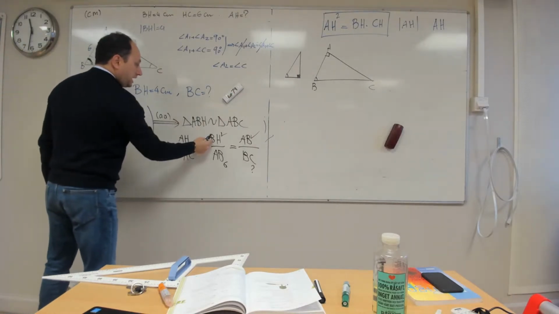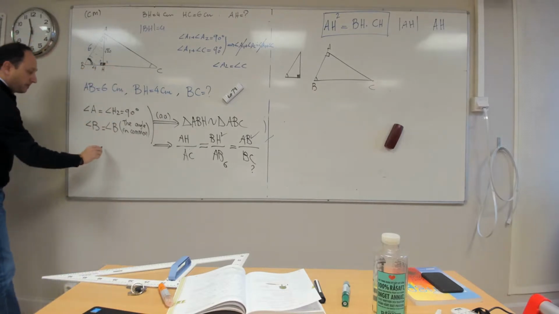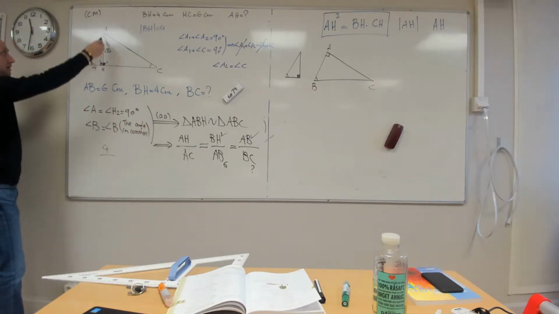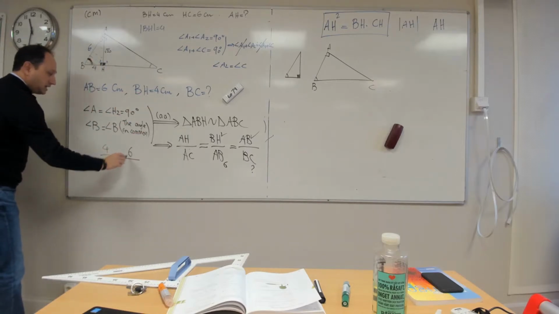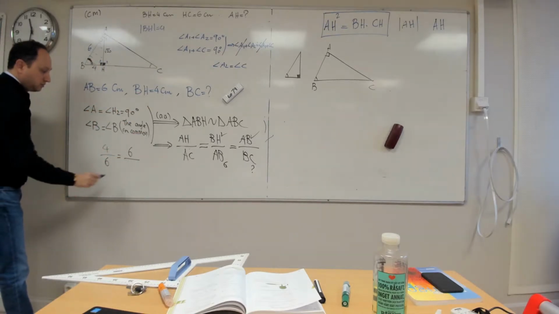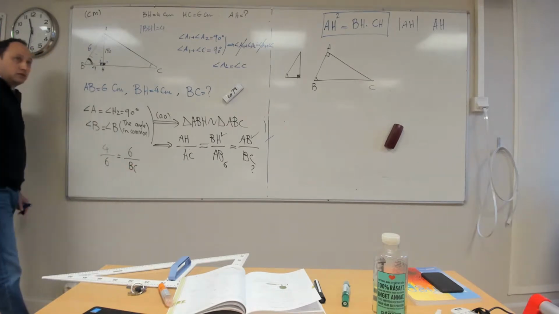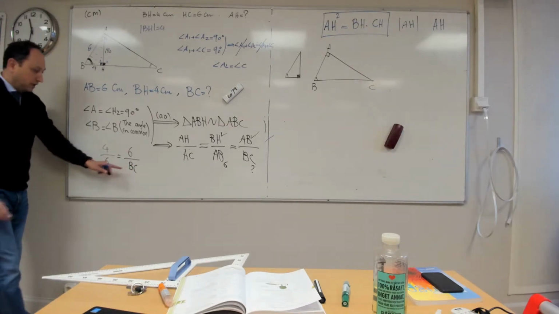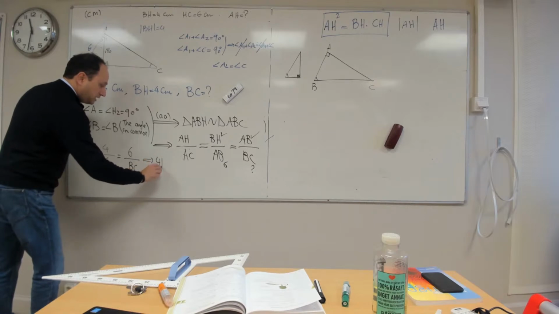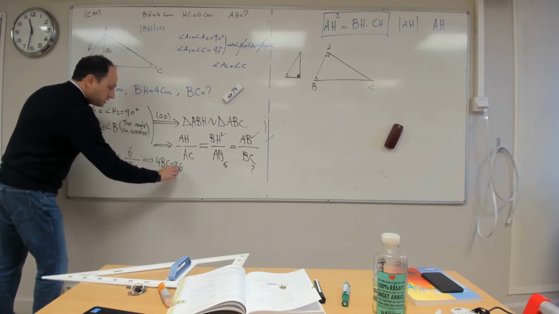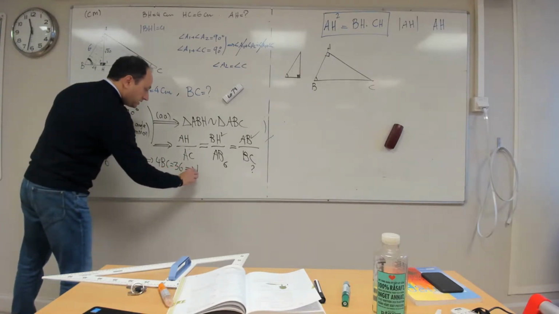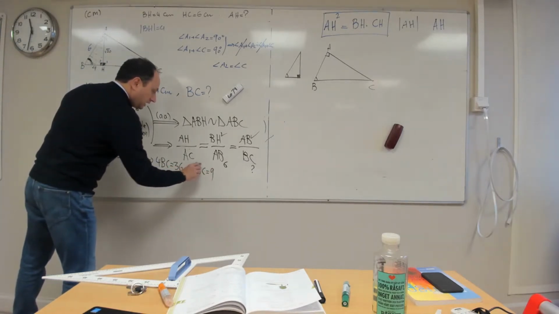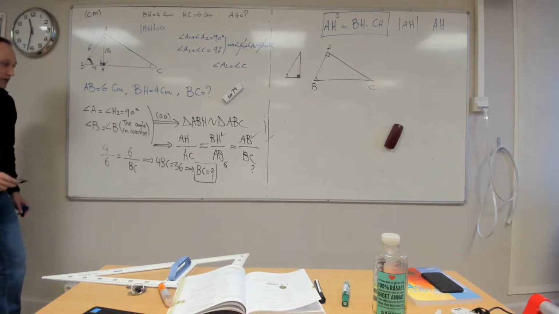So instead of BH, I put 4. Instead of AB, I put 6, equal to AB is again 6, and BC is missing. And then multiply these two, so 4 times BC is equal to 36, 6 times 6. And then what I am looking for is BC. So BC is 9. 9 centimeters.